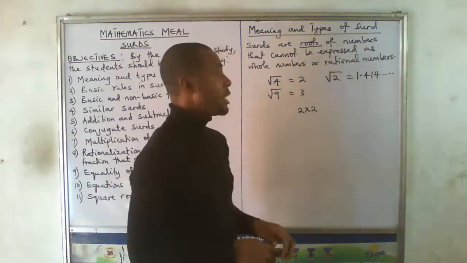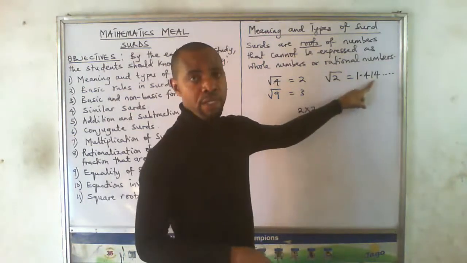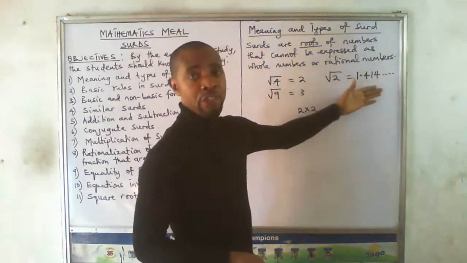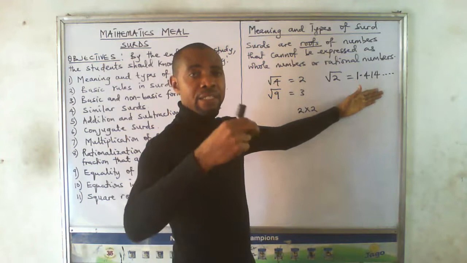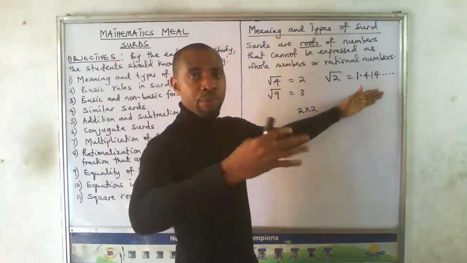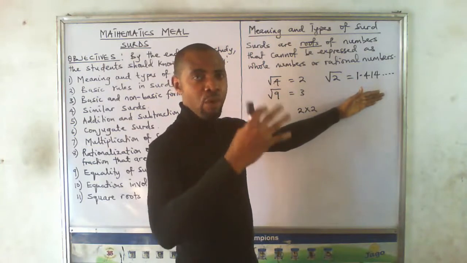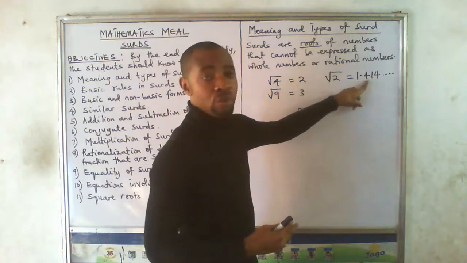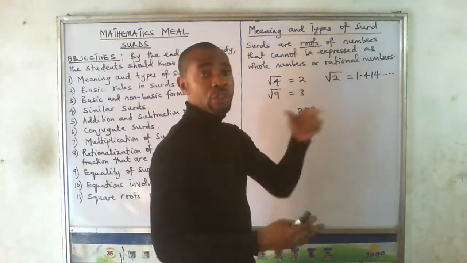Irrational numbers. Now, square root of 2, we cannot express it as a whole number, because you can see this is a decimal. And it's not also a rational number. You remember that a rational number is a number that has a terminating or repeating decimal. That's a number we can express as a ratio or in fractional form. That's a rational number. Now, square root of 2 is neither terminating nor repeating, so it's not a rational number.